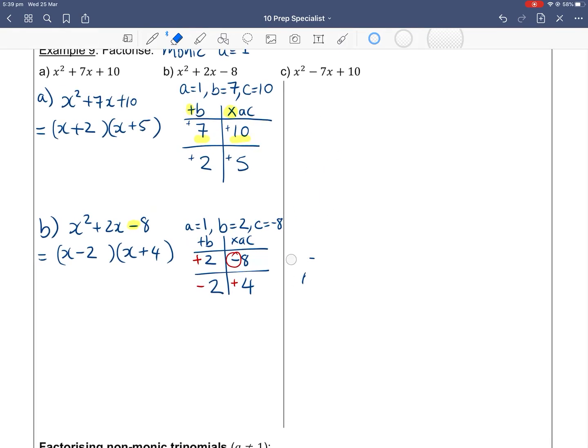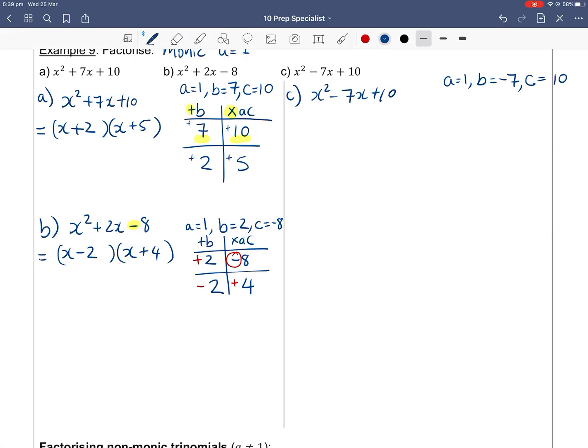Right, let's do C. One more, just to be sure we can factorize monic quadratics. So x squared minus 7x plus 10. On the side, label your a, b's, and c's. So a, the coefficient of x squared is 1. B, the coefficient of x is negative 7. Don't forget the sign as well. And C, the constant number is a positive 10.